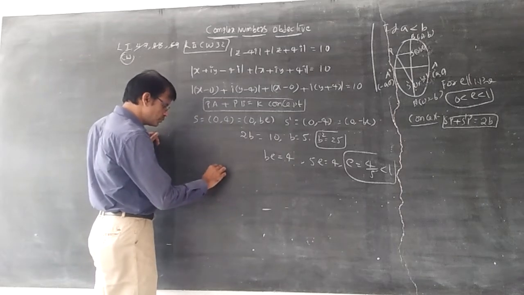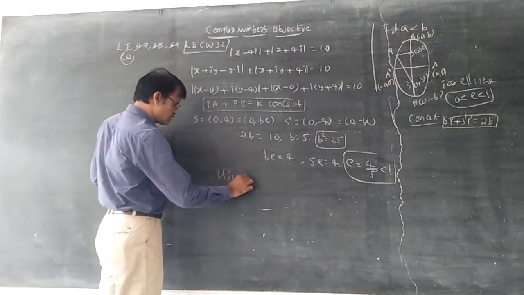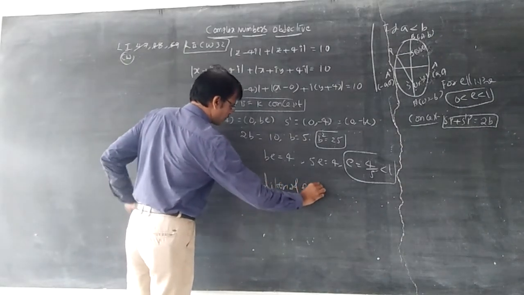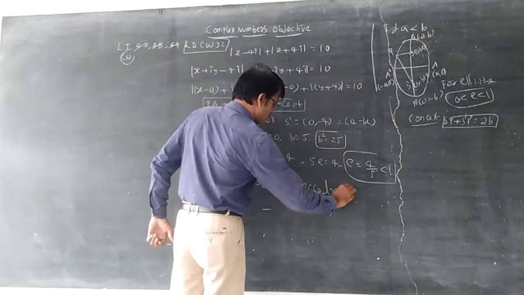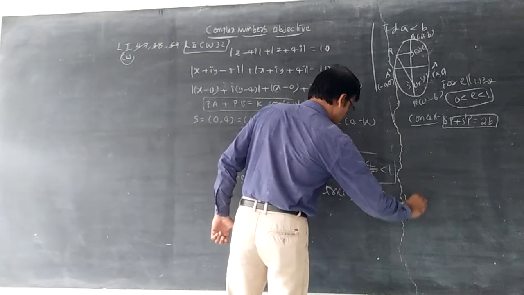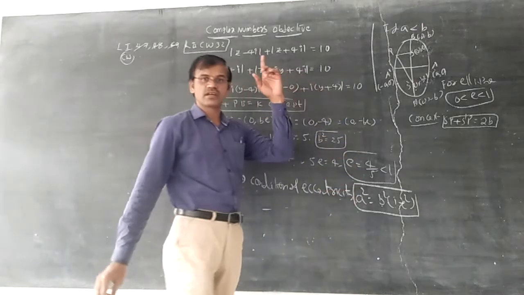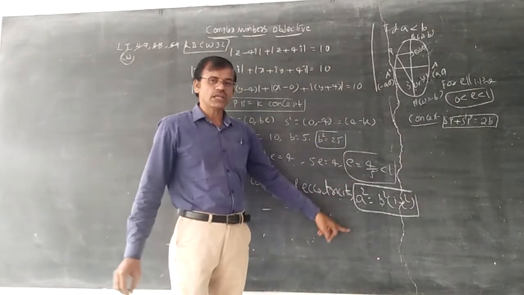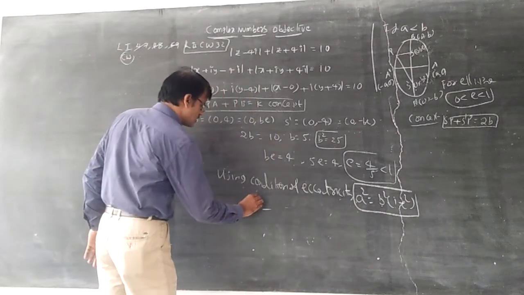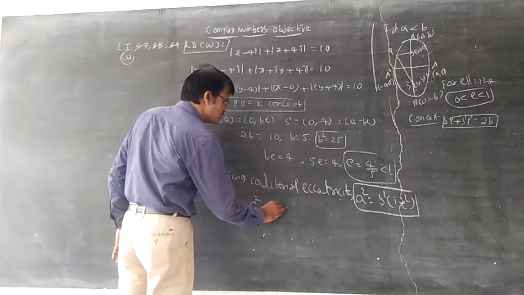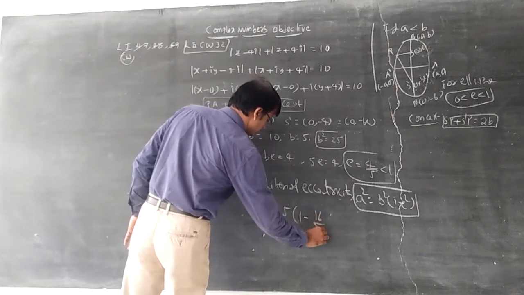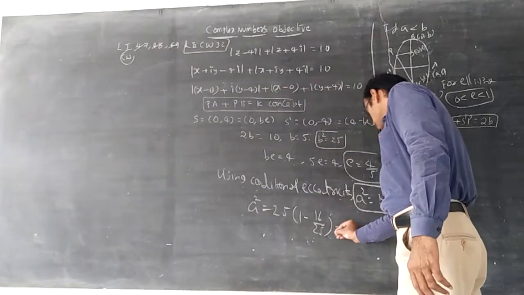Example D, 0.8. Now, using the condition of eccentricity, the formula is a square equal to b square into 1 minus e square. This is for this ellipse concept. If it is a general ellipse, the formula is b square equal to a square into 1 minus e square. Right here, we need to calculate a square. So b square 25 into 1 minus e square, meaning 9 by 25. Now you will get a square is equal to 9.